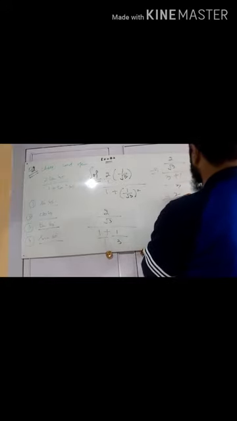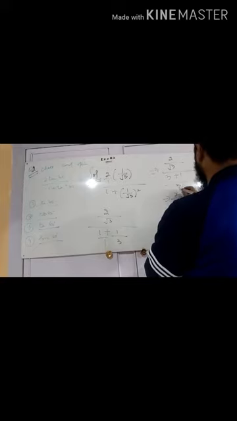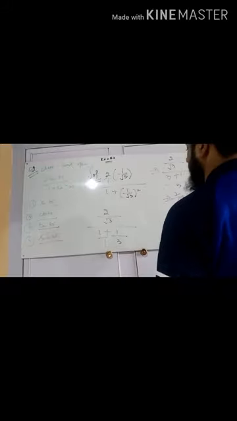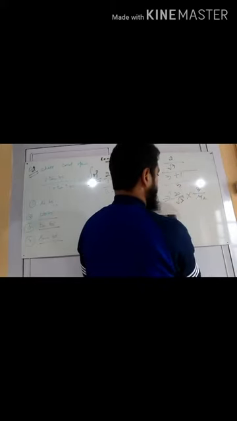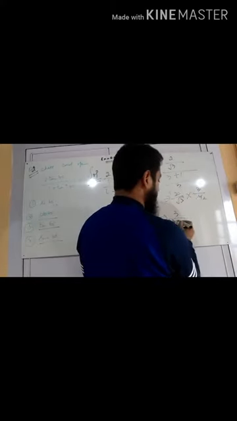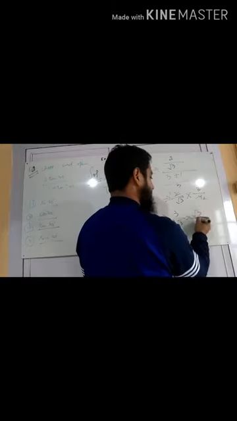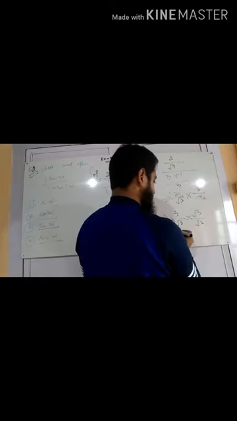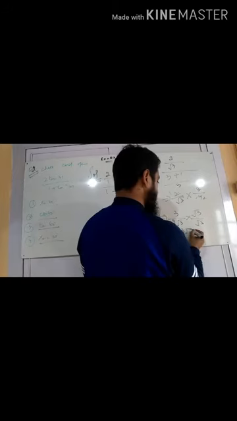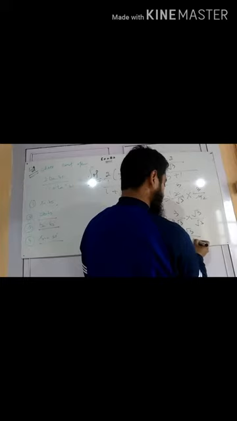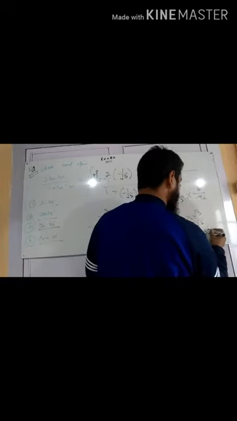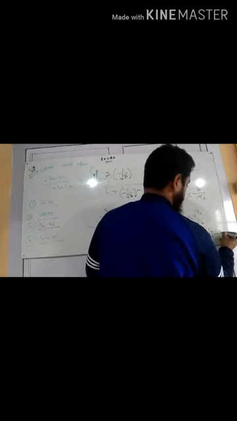It's 2 by root 3 divided by 4 by 3. After that it is 3 by 2 root 3. I will do the rationalization. It is 3 root 3 divided by 2 into 3. Root 3 into root 3 is 3, and the 3s cancel out. It is root 3 by 2, which is equal to sin 60.